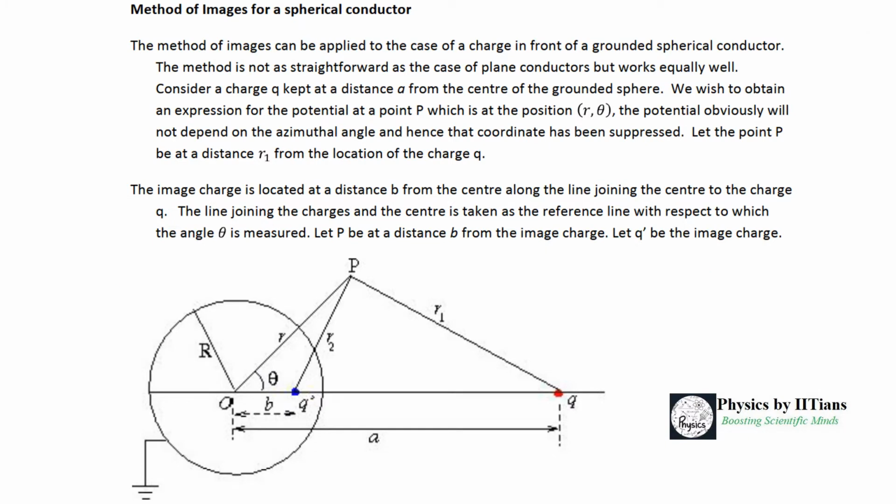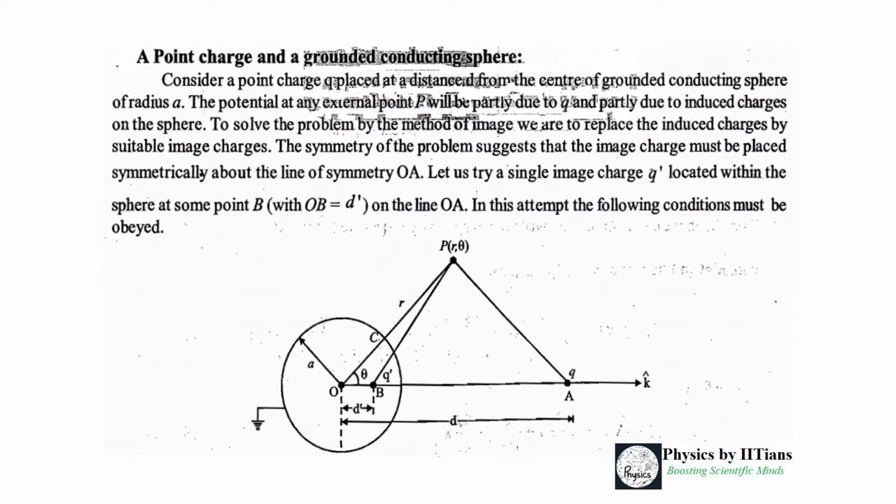Let us take another example, the method of images for a spherical conductor. Suppose we take a point charge and a grounded conducting sphere. Consider a point charge small q placed at a distance d from the center of a grounded conducting sphere of radius a. The potential at any external point P, with coordinates r and theta, will be partly due to this real charge q and partly due to the induced charge on this conducting sphere, which is grounded.